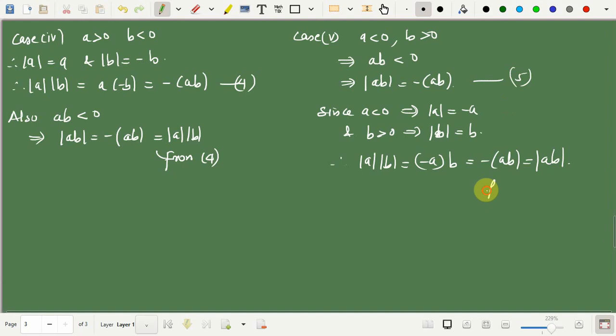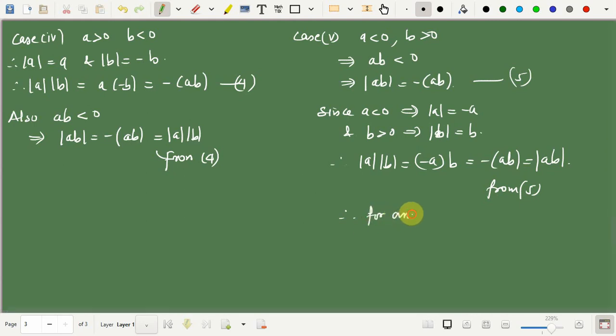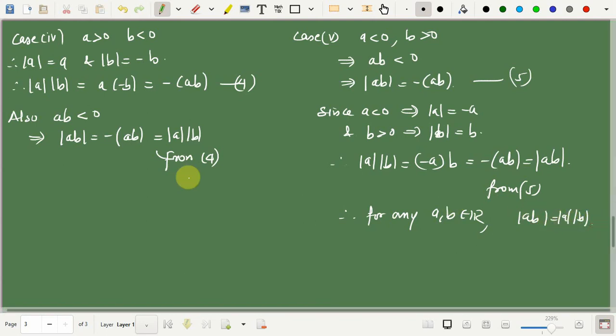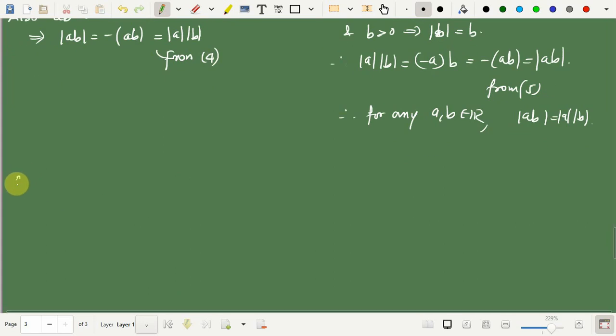So therefore from 5 this is true, and therefore we say that in each of these cases, for any a, b in R, we have mod of ab is equal to mod of a into mod of b. So next we prove the second result.